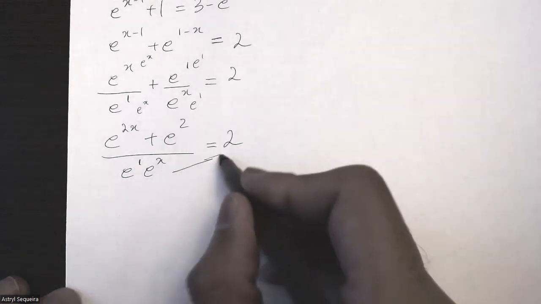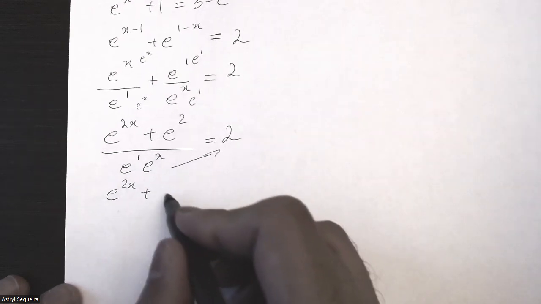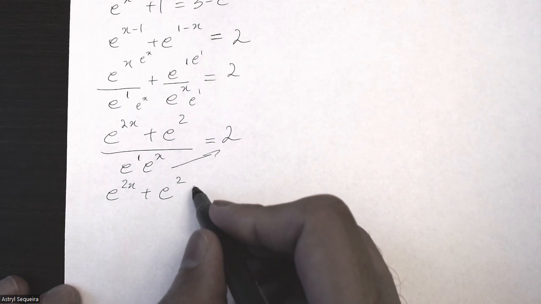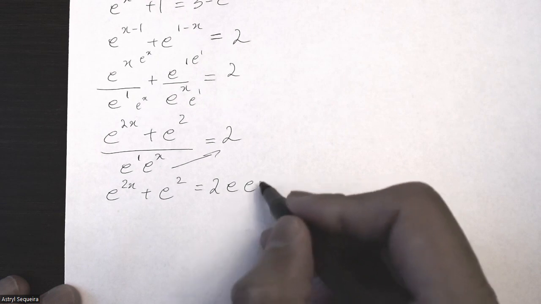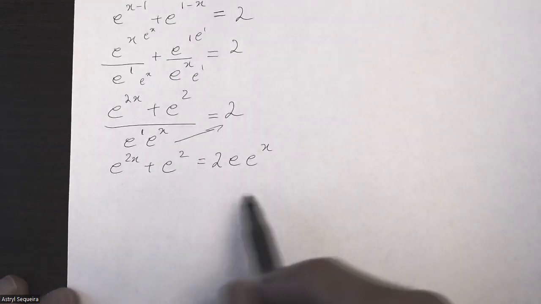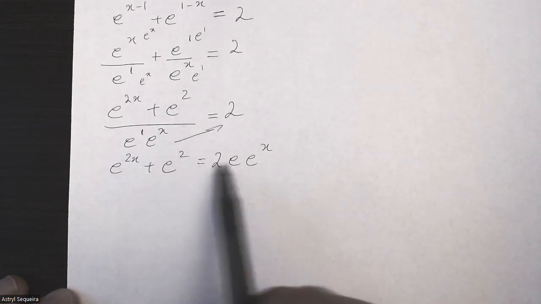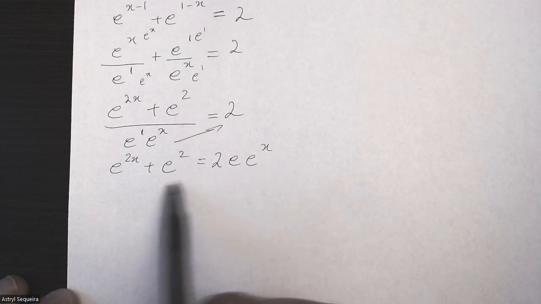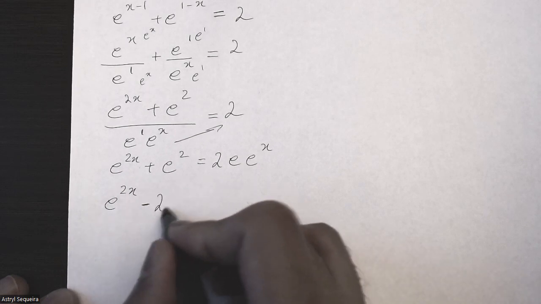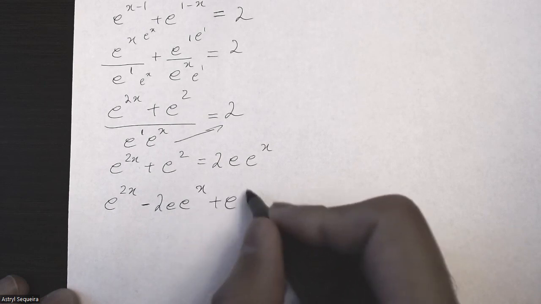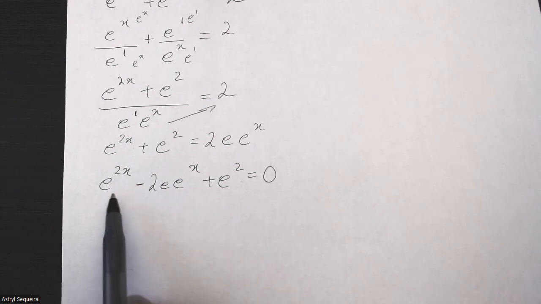Next, I'll cross multiply my denominator over to the other side. So I have e to the 2x plus e to the 2 equals 2e times e to the x. Now this is a bit difficult to solve, but if you notice, this is a quadratic exponential equation. This is basically my middle term over here, which I'm going to move to this side. So I have e to the 2x minus 2e times e to the x plus e to the 2 equals 0.